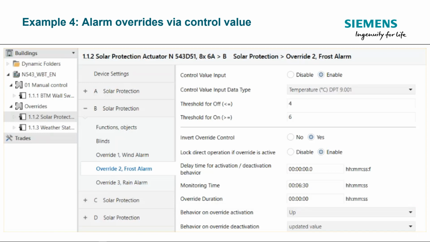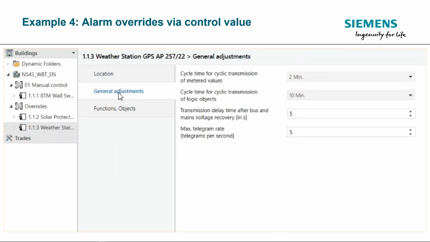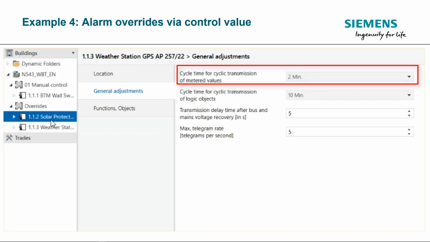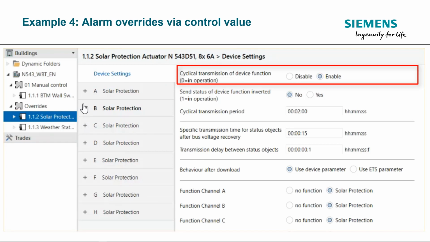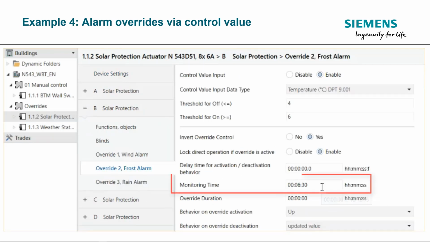Finally, it should be noted that the monitoring function should also be active here. In this case, it must correspond to the cyclic transmission of the value measured by the weather station. In our case, the cyclic transmission of the weather station AP257 is set to 2 minutes. The monitoring time of the override can thus be set to 4.5 minutes.